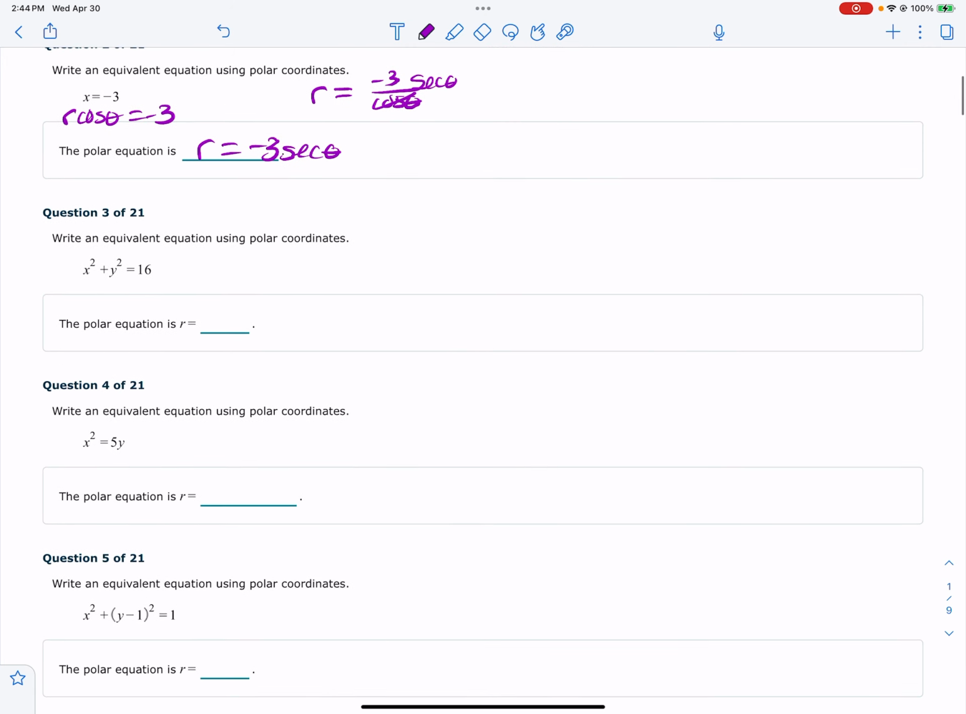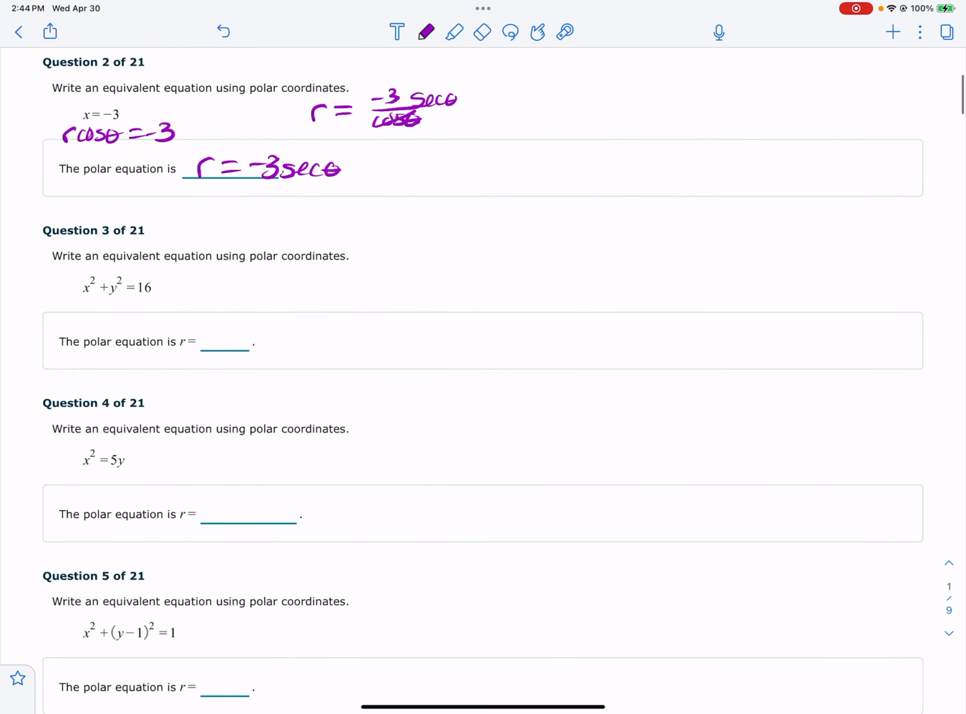All right, 3. We have x squared plus y squared. Anytime you see x squared plus y squared together, that's equal to r squared. So r would be 4.